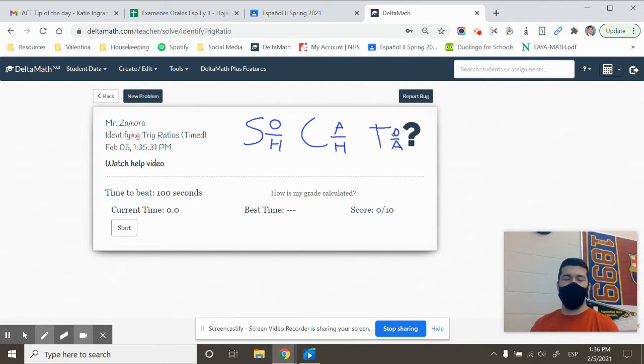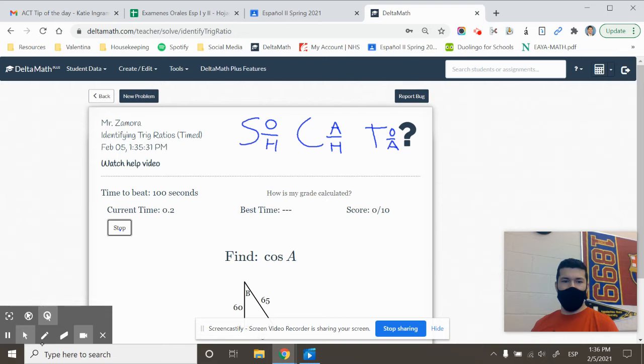Sine is going to be the opposite divided by the hypotenuse. The cosine of an angle is going to be the adjacent side divided by the length of the hypotenuse. And the tangent of an angle is the length of the opposite side divided by the adjacent side to whatever angle you speak of.